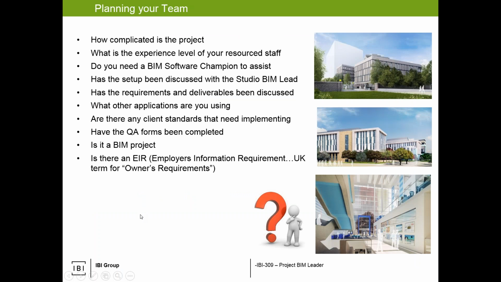So when we're planning our teams, the question is, how complicated is the project? These are just some base ideas. This is from the UK. These are the questions they ask. The experience level of the staff. Do you need a BIM software champion? So are we doing something special with a new piece of software? Are we doing something special with existing software? And just think of the tools you use today and imagine if somebody threw a wrench into that and just augmented it just a little bit.